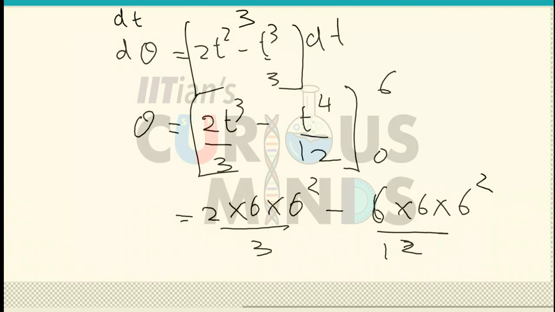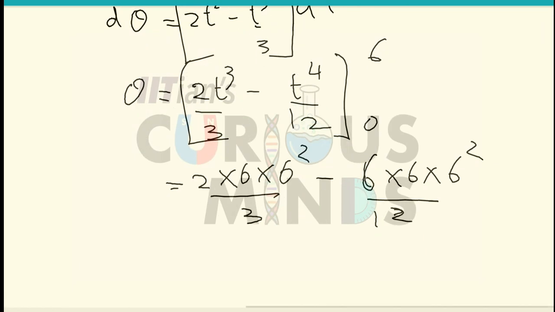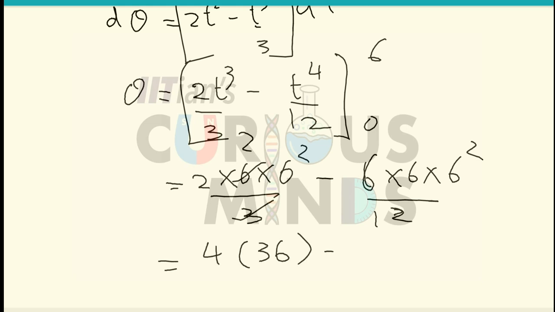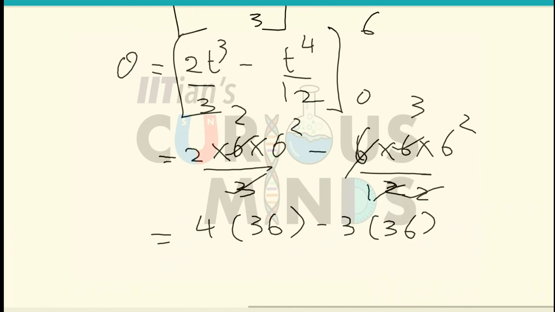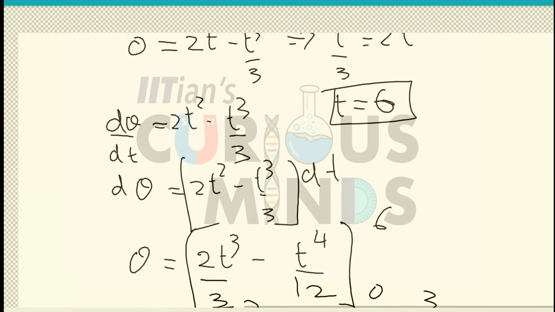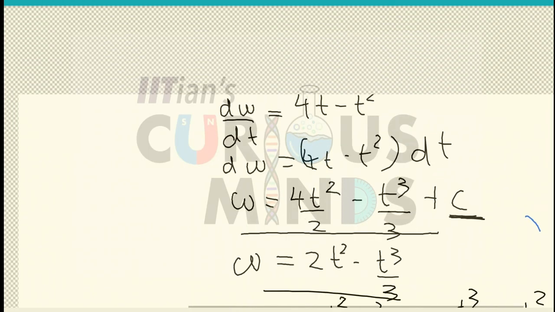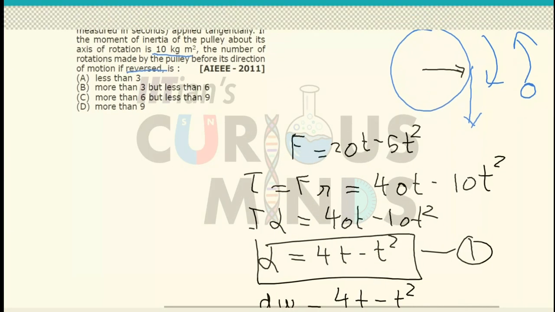Basically this will be equal to 4 times 36 minus 3 times 36. So it will come out to be 36. The θ over here is equal to 36 radians. Now what is the actual question asked?